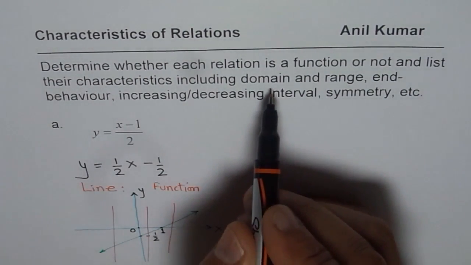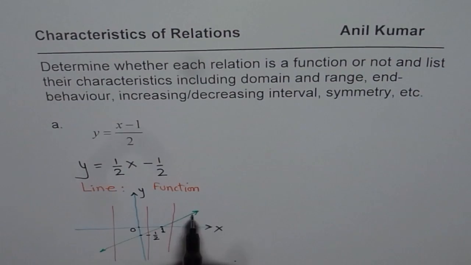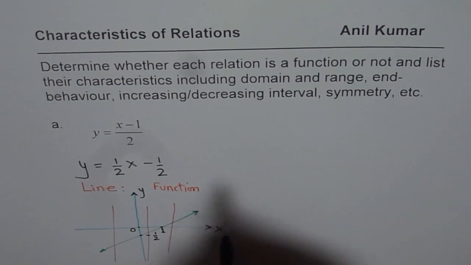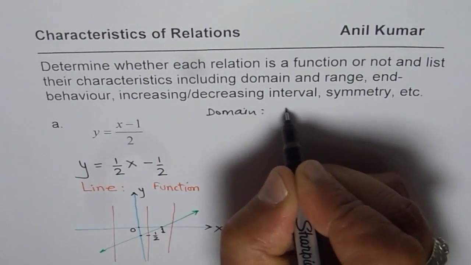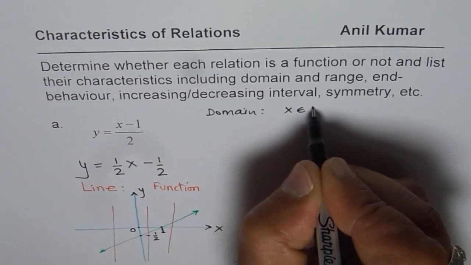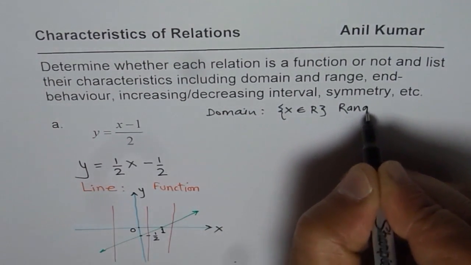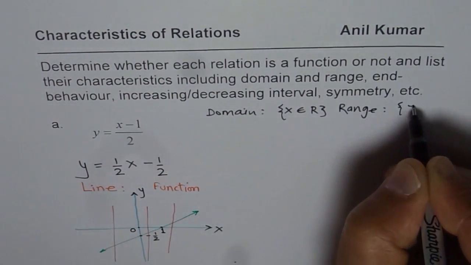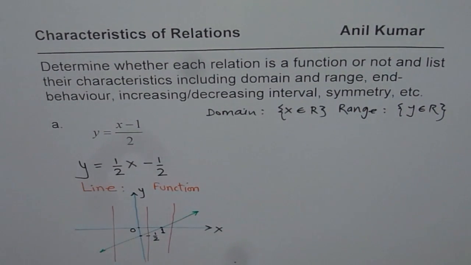Amongst the characteristics, domain and range is kind of most important. We can say there are no restrictions. x could be any value. As far as the range is concerned, it goes from minus infinity to plus infinity. So we can say the domain is x belongs to real numbers, and the range is also all real numbers. So y belongs to real numbers. So that is the first thing.